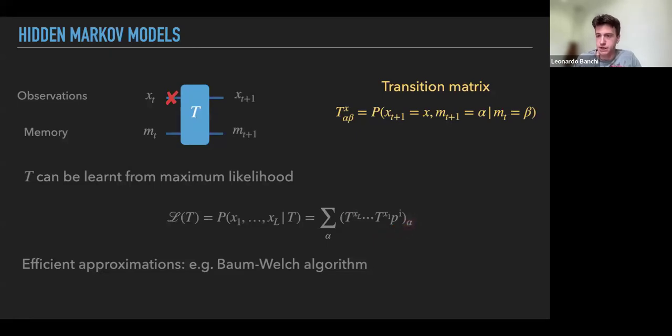And then at the end, you sum over the memory state because you don't care about the memory at the end. So there are efficient ways of getting the T given the past observations. And the Baum-Welch algorithm, which was the one used by Renaissance Technology, is just one efficient example to do this.